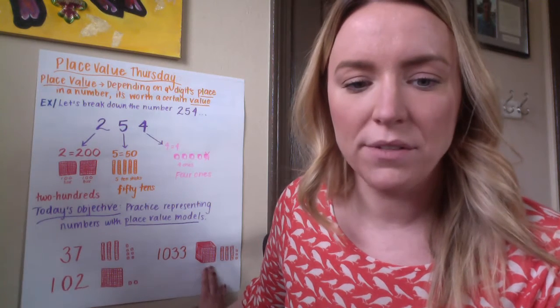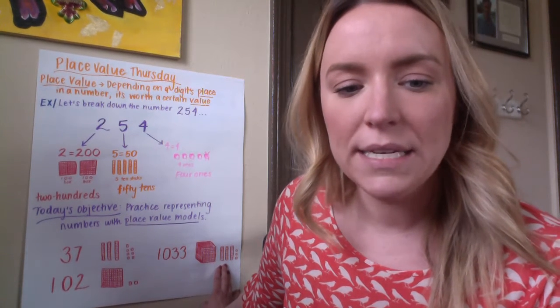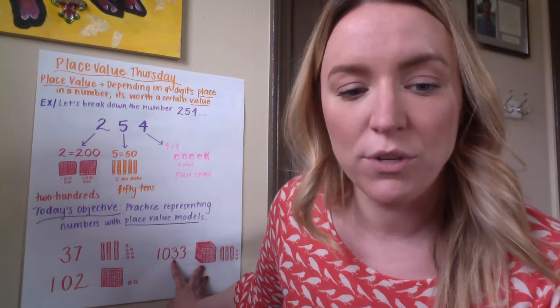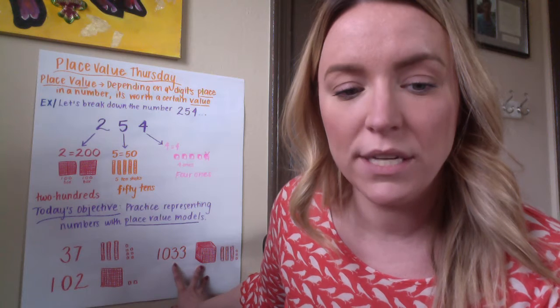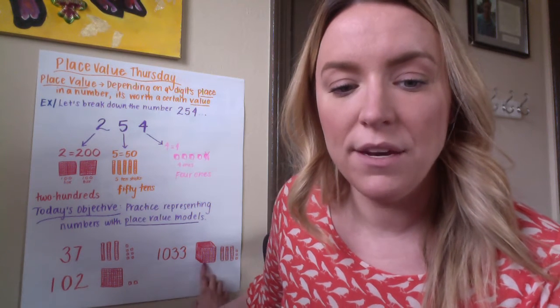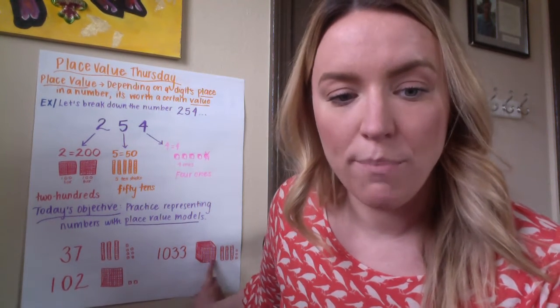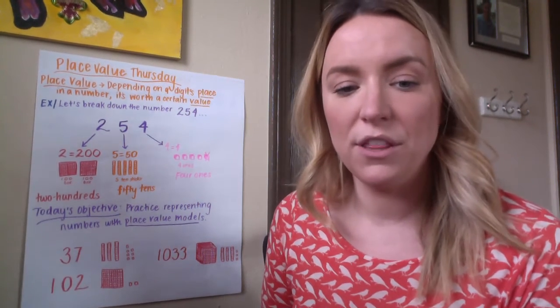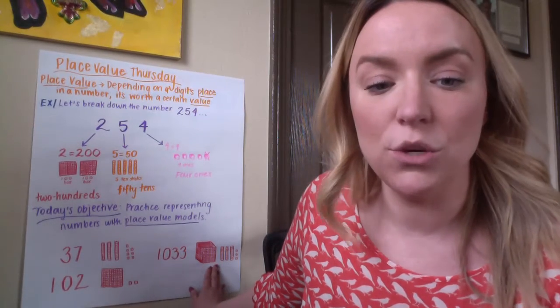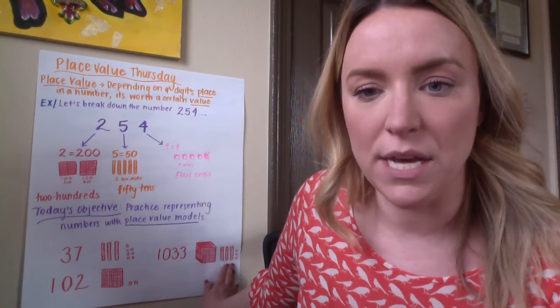So we have a 1,000 block, and then 3 10 sticks to represent 30, right? We don't have any hundreds. We have 0 hundreds, and then 3 ones to represent our ones. So 1,033 is represented with a 1,000 cube, and then 3 10s, 3 ones.